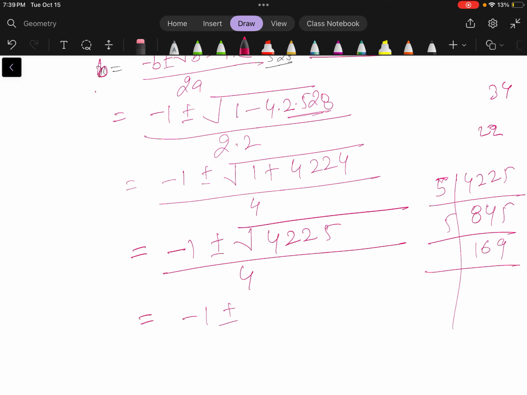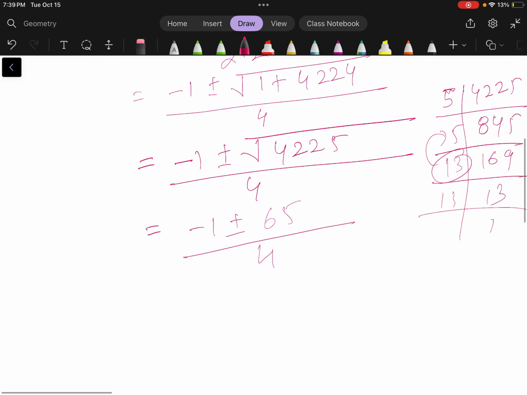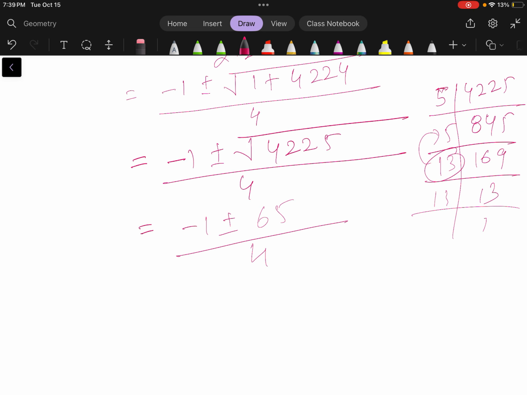13. So 13 13s are this one, so 13 1. So when 13 is multiplied by 5, we will get here 65. 65 divided by 4. So the value that we get over here is now this is equal to b. So when we solve this one, minus 1 plus minus 65 divided by 4.